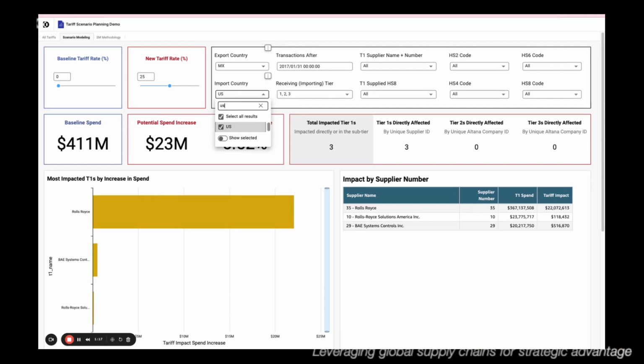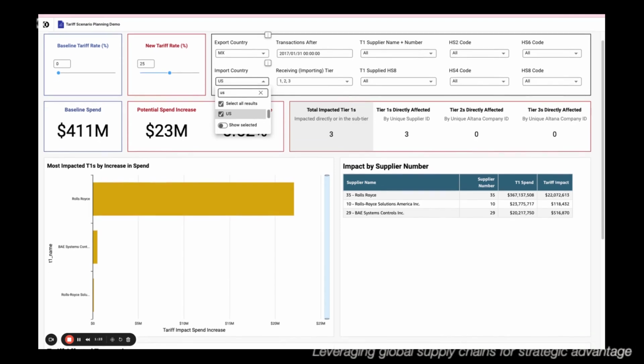lane. For instance, if a customer spends $411 million annually on a finished product and 1% of its components go from Mexico to the United States, we'll show exactly how this tariff would affect your bottom line. The dashboard breaks this down in 3 critical ways.